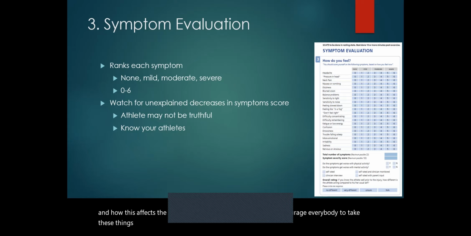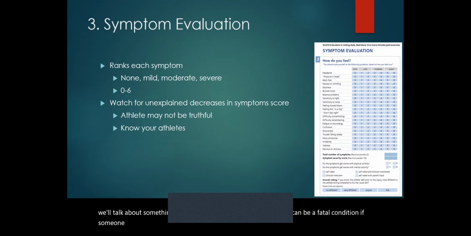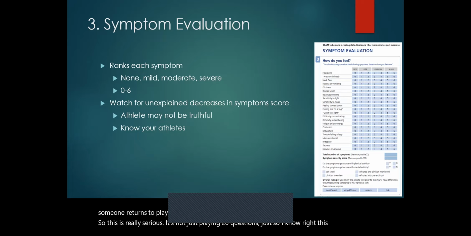And it really comes down to knowing your athletes, who's going to try to game the system versus who's going to be really honest with you. And you kind of need to scare them, right? So later on, we'll talk about something called post-concussion syndrome, which can be a fatal condition if someone returns to play too early after having a concussive blow. So this is really serious. It's not just playing 20 questions just so I know, right? This definitely has some effects a little bit later on. So we need them to be completely honest.